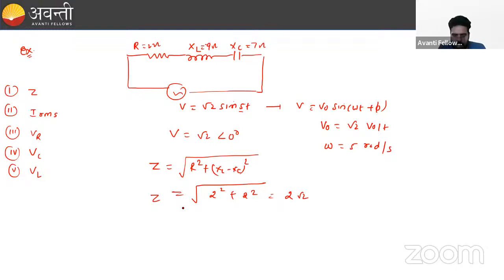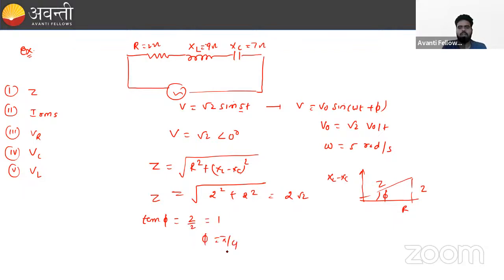If this is the value of Z, and we have to write down the equation of Z in wave format, we have to find tan phi. So this is our R, this is our XL minus XC, this is our angle phi, and this is our Z. This value is again 2. So tan phi is 2 by 2, this value will become 1, so phi will become pi by 4. Correct. Value of phi equals pi by 4.